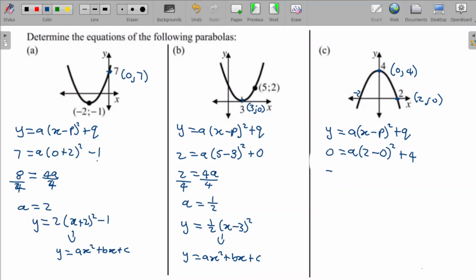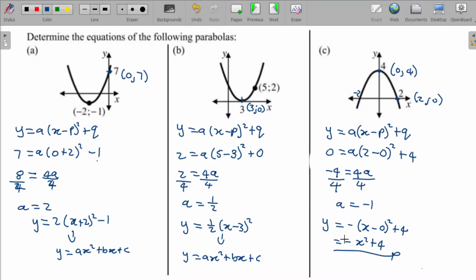Again, take 4 to the other side, so it's going to be minus 4 equals positive 4a, then we divide by 4, and my value of a is going to be negative 1. Then from here, y equals negative times (x minus 0) all squared, plus 4, which is basically negative x squared plus 4. This is going to be your equation of a parabola.